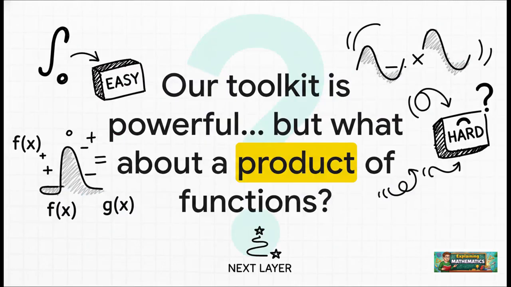We've built a really powerful starter kit today. We can handle things being added, subtracted, and multiplied by constants. But what about multiplying 2 functions together? Our rules work for adding, but what happens if you have something like x times e to the x? Well, that's a puzzle for another day and the very next step on your integration journey.